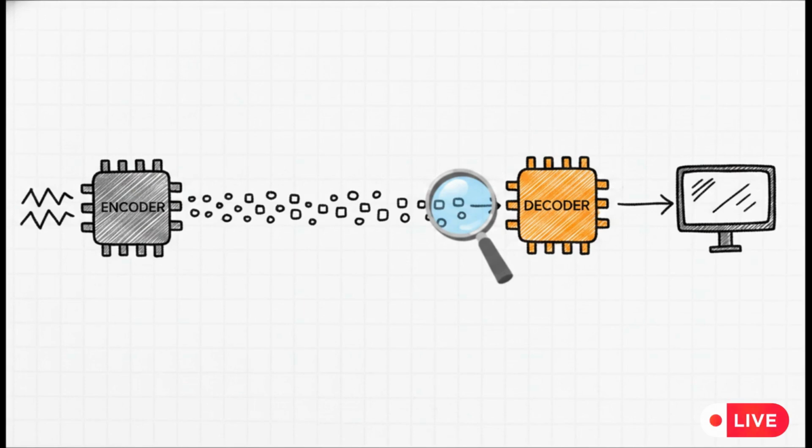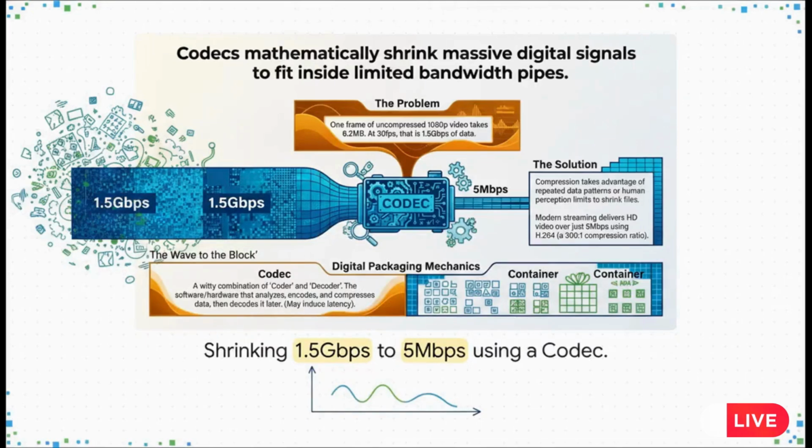These are software algorithms, or sometimes hardware chips, that mathematically analyze the digital signal, encode it to shrink it down to a manageable size for transport, and then decode it on the display end. Compression algorithms are wild. They can take an overwhelming 1.5 gigabit per second uncompressed 1080p video frame, squeeze it through a codec, and shrink it down to just 5 megabits per second.